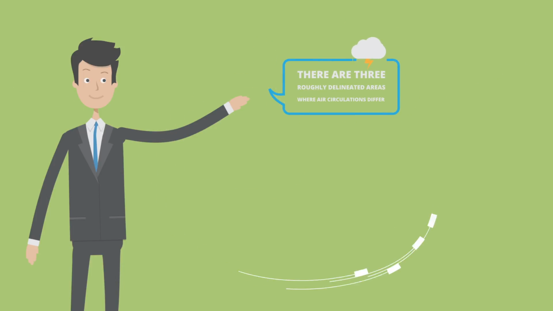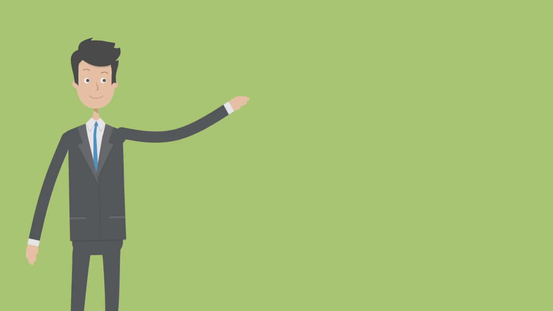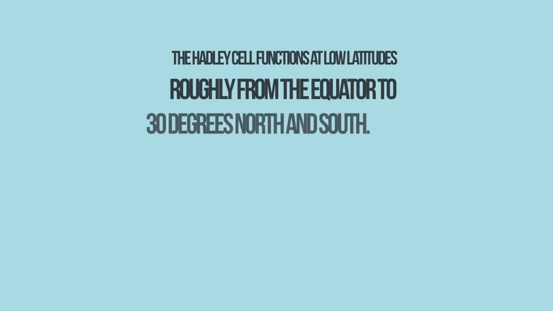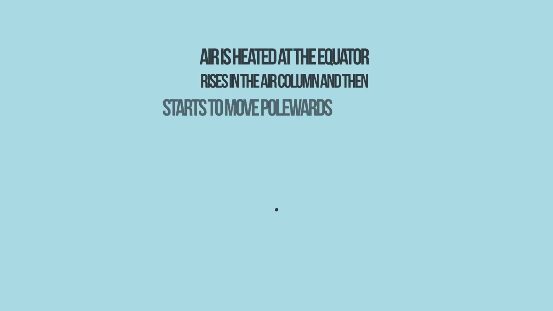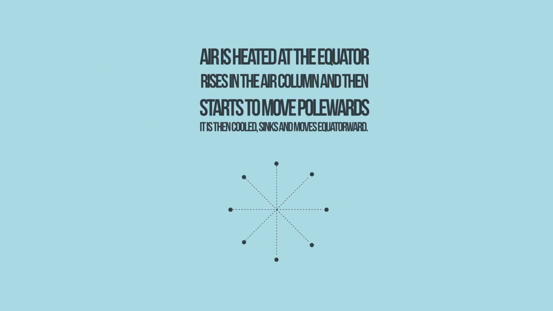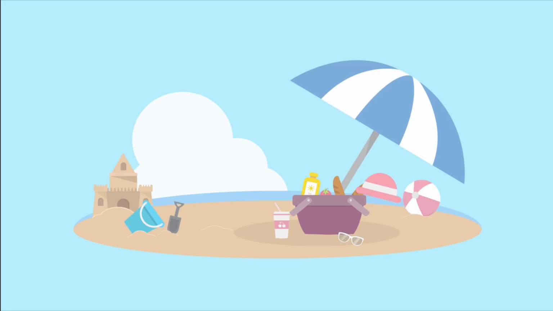In each of the hemispheres, there are three roughly delineated areas, or cells, where air circulations differ. The Hadley cell functions at low altitudes, roughly from the equator to 30 degrees north and south. Air is heated at the equator, rises in air columns, and then starts to move polewards. It is then cooled, sinks, and moves equatorward. This convection of air creates the tropical areas of the planet.